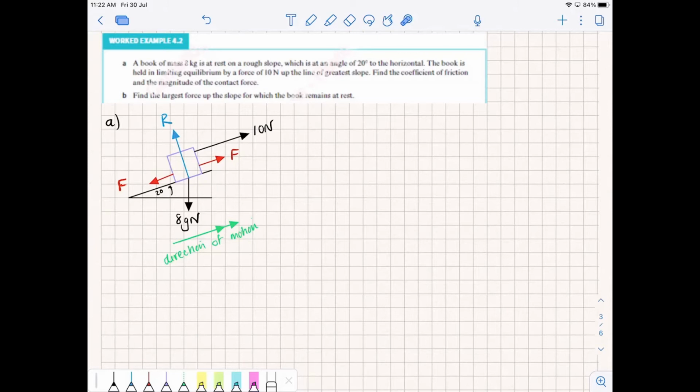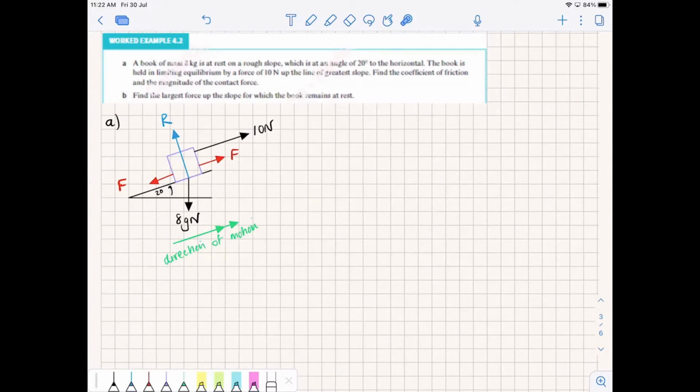So we have a book of mass 8 kilograms on a rough slope, which is at an angle of 20 degrees. So here we have our slope, and there's our 20 degrees. The book is held in limiting equilibrium by a force of 10 newtons up the line of greatest slope. So the line of greatest slope means up the hill. Find the coefficient of friction and the magnitude of the contact force. The magnitude of the contact force is going to be the total contact force. So once again, we don't know the resultant or the normal contact force, and we don't know the friction force at this point.